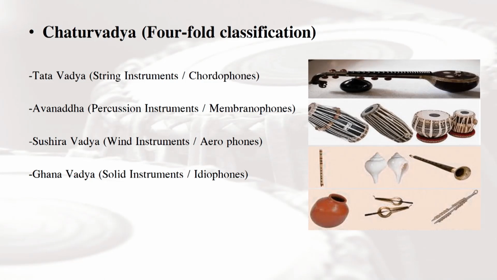Metal idiophones: manjira, small hand cymbals used in devotional music such as bhajans and kirtans. They are played by clapping together, producing a sharp metallic sound. Kartal, a pair of wooden blocks or metal plates that are clapped together to produce sound. It is often used in folk and devotional music for rhythmic accompaniment.